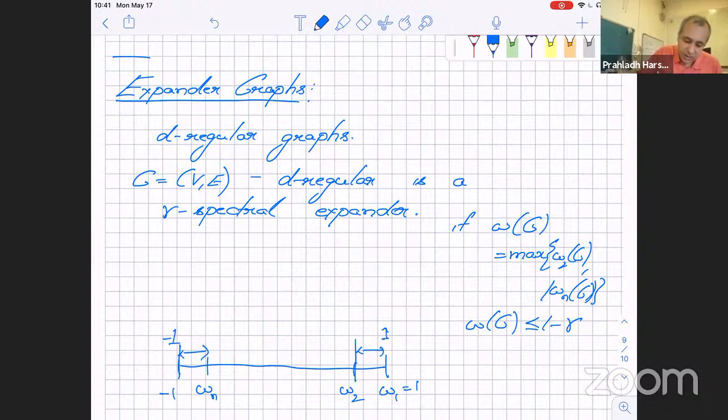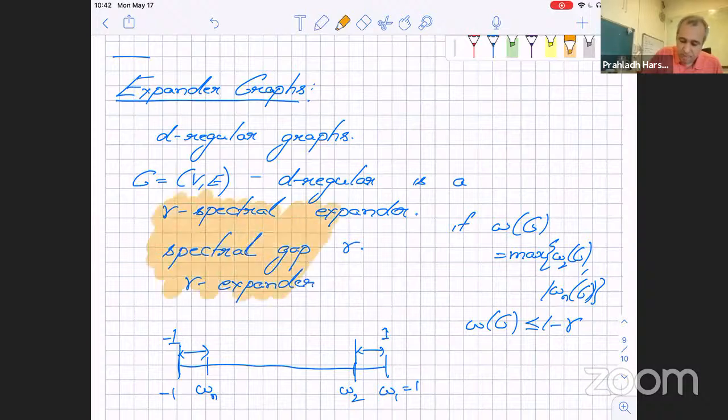This is usually either said as gamma spectral expander, or it is said the spectral gap is gamma, or it's called just a gamma expander. These are various terms for it. You might have seen literature in which this is actually called omega expander, not gamma expander. We refer to it by this gap value rather than by the omega value.